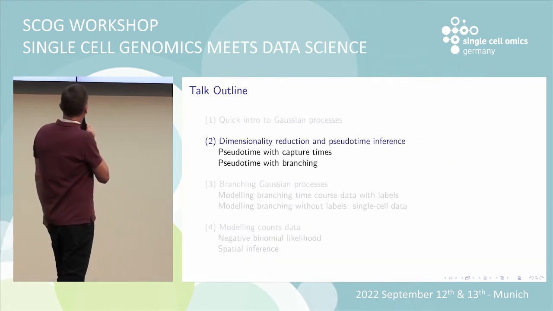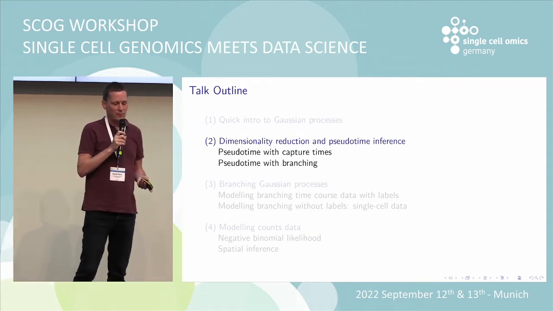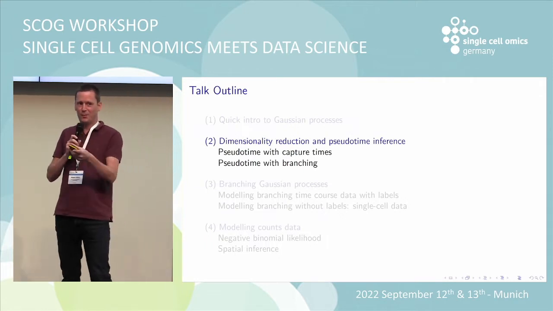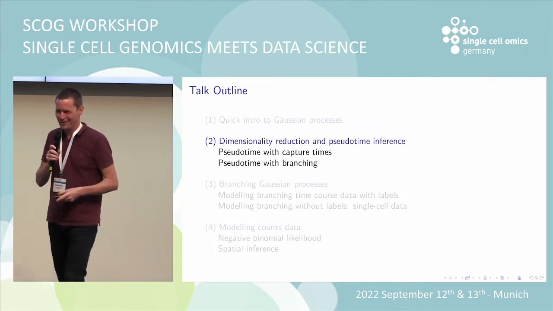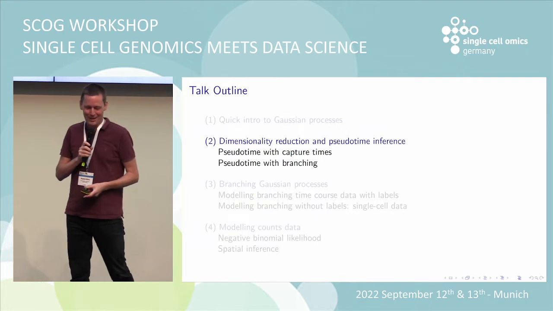So the first set of methods I'm going to talk about are for dimensionality reduction and pseudotime inference. And Fabian was reminding me that he was using GPs for this in like 2012 or something like that, so a long time ago. Right, yeah.